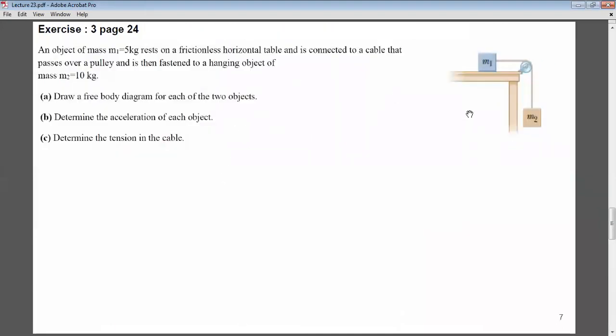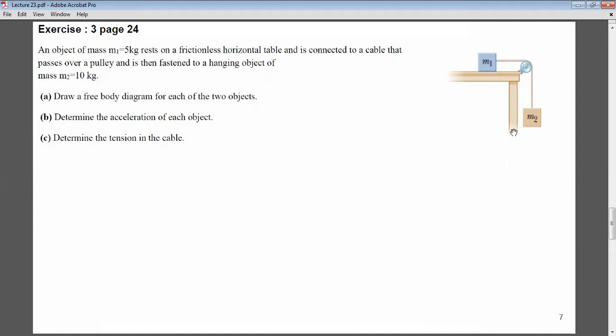An object of mass M1 equal to 5 kilograms is resting on a frictionless horizontal table and is connected to a cable that passes over a pulley and is fastened to a hanging object of mass M2 equal to 10 kilograms.